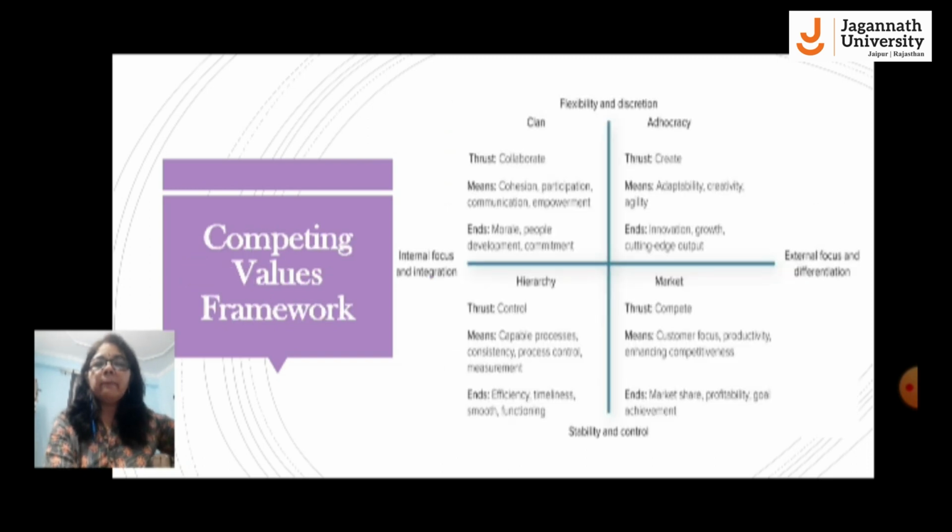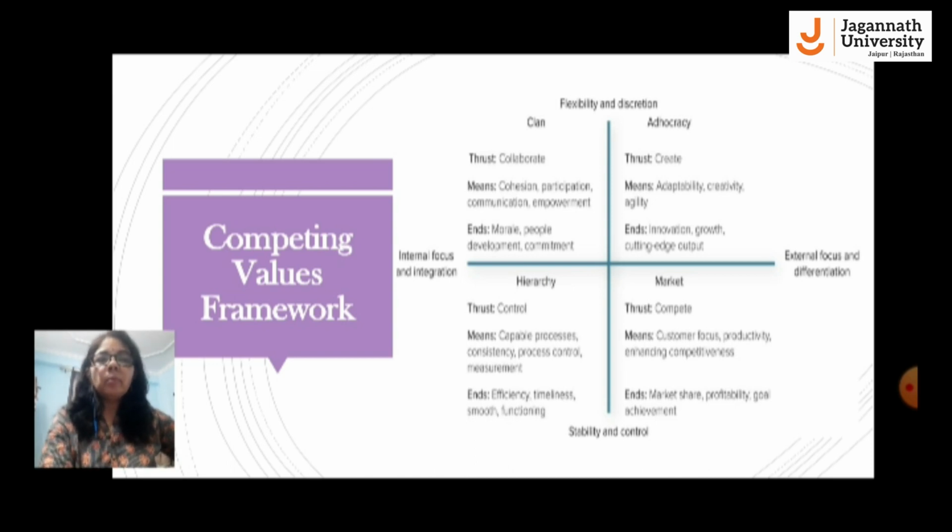So this is the competing value framework of all the four types of cultures, and we can see that there are different orientations on the x and y axis and dimensions. So the one is flexibility and discretion, and on the other dimension is stability and control. Then on the y it is internal focus and integration, and the other dimension is external focus and differentiation.